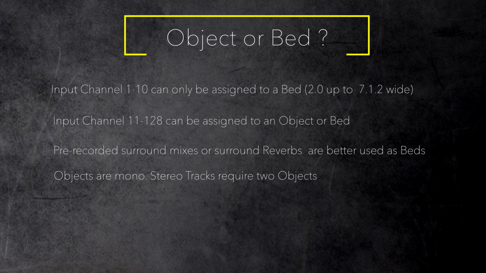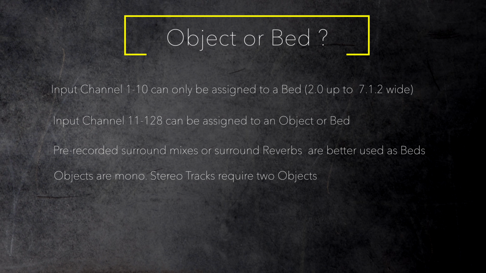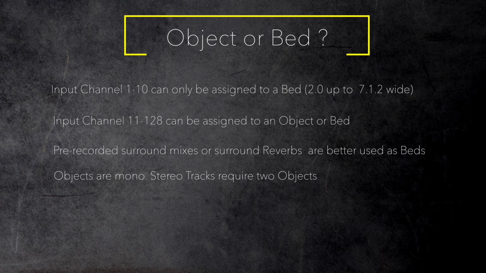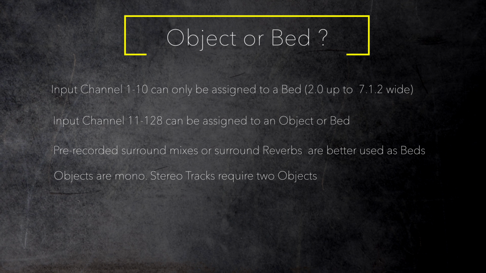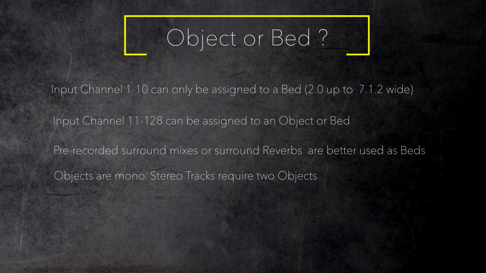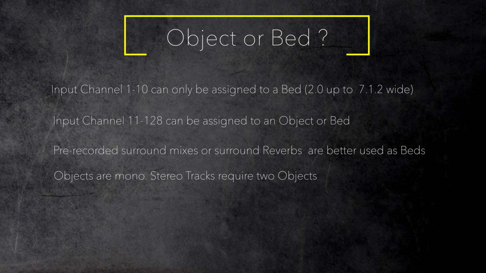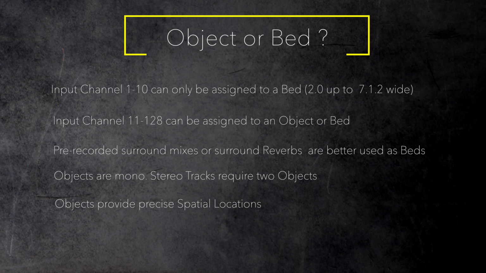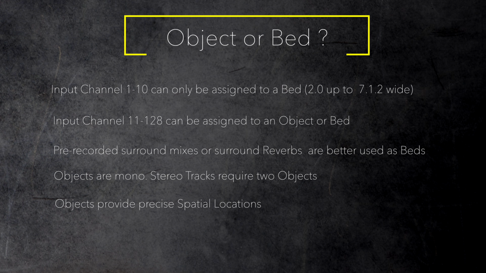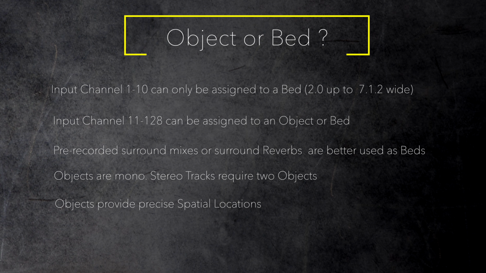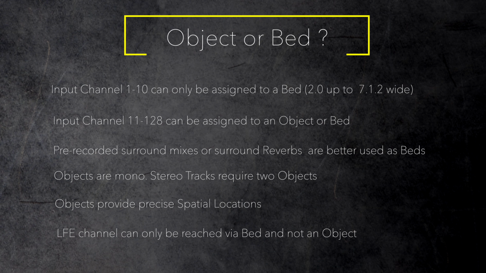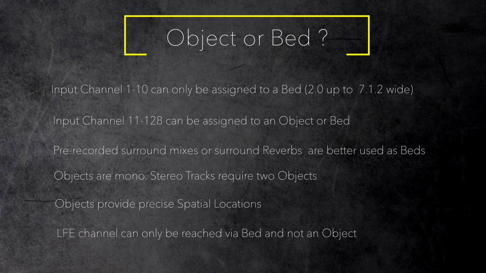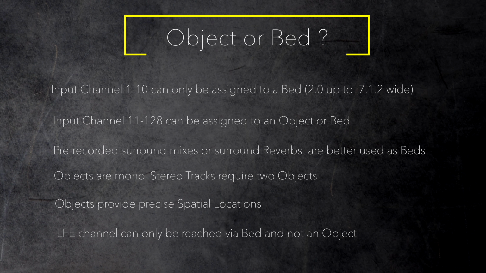Objects are only mono, one input channel assigned to one object that is mapped to a mono track in your DAW. If you have a stereo track in your DAW, then you have to map it to two objects. You cannot map multi-channel tracks to objects. Signals that you want to position at precise spatial location or want to move around are better mapped to objects. Only tracks in your DAW that are routed to a bed can be sent to the LFE channel. Tracks that are mapped to objects cannot reach the LFE channels without special routing tricks.